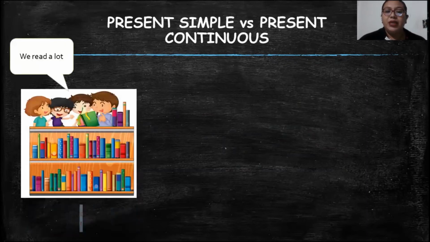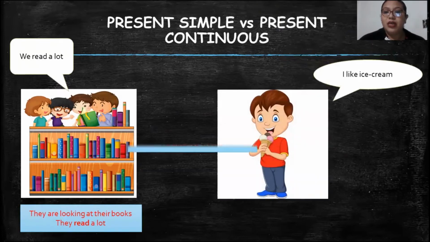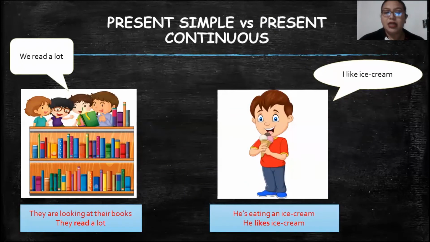For example, here we have some pictures, and they have some phrases, or some sentences, okay? Let's check. In the first one, we have these kids, and they say, we read a lot, okay? And here we have, they are looking at their books, they read a lot, okay? Then we have this other picture, and it says, I like ice cream, okay? I do too. And here we have, he's eating an ice cream. He likes ice cream, okay?